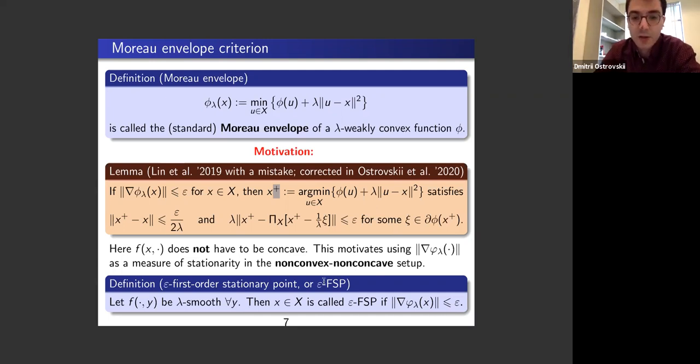Then what you have is what you want to have. First of all, this point X plus will be close to your X. And second, at this point X plus, you will have a small norm of the projected gradient. So in other words, X plus is the point that you would like to output, really.